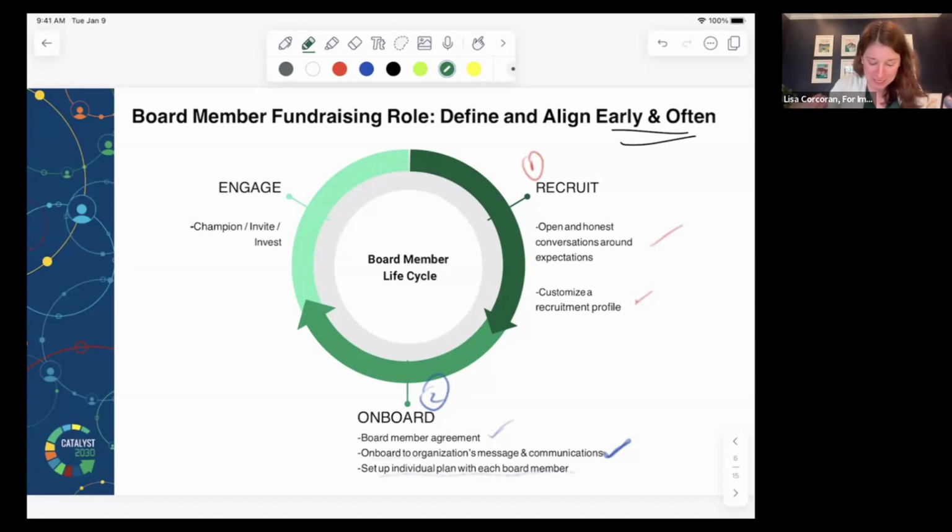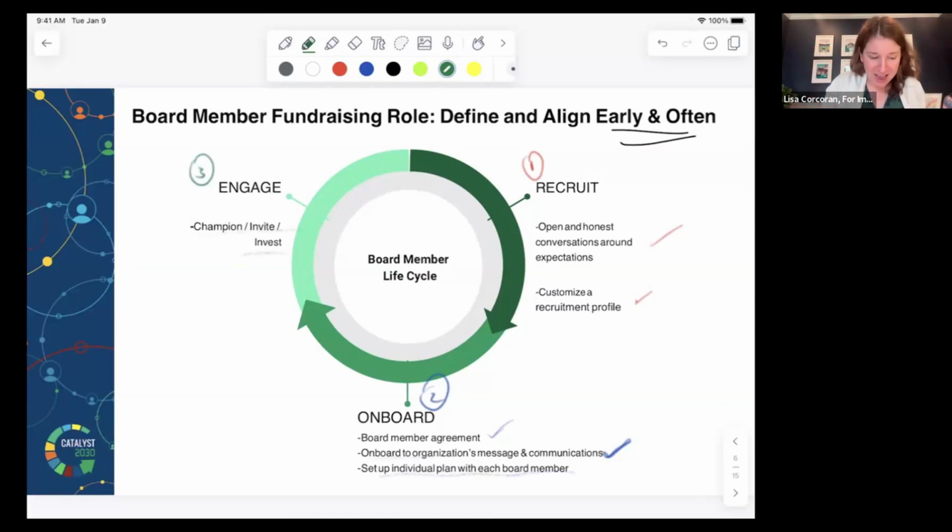Okay, so now we're going to really get into the meat, guys, and that is once we have a board member, right? They're now on our board. We need to engage them. And the way we're going to engage them is what I'm going to cover next. And that's this 3-part framework: champion, invite, and invest, that I'm going to share with you.